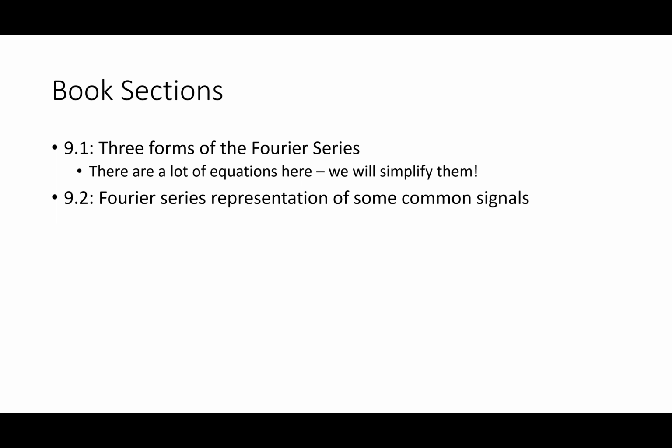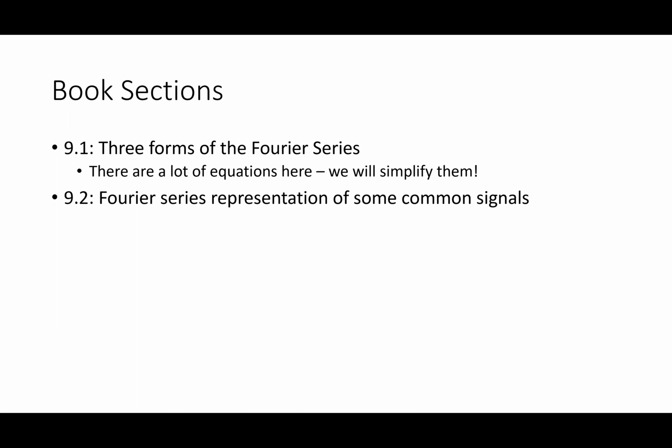All right, section 9.1 is really kind of the main section, which talks about the 3 different forms of the Fourier series. What I don't like about the book on this is there's a lot of equations, and you can easily get lost in them. So I'm going to try to simplify those equations because, to be honest with you, they don't need to be so many. There can be fewer, and I'll simplify those here.